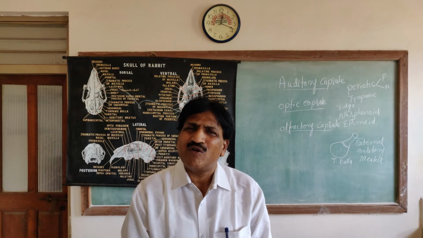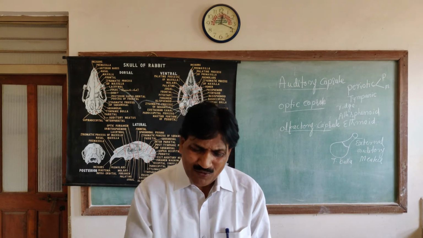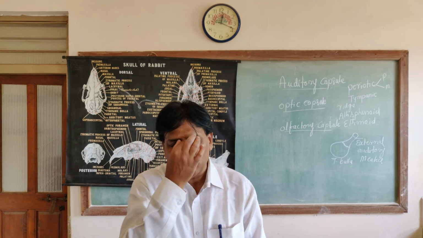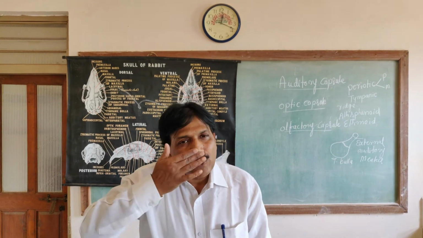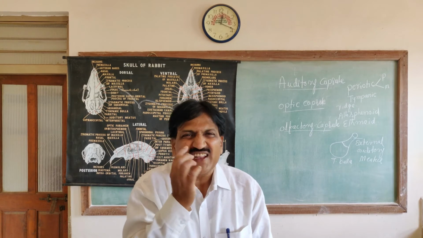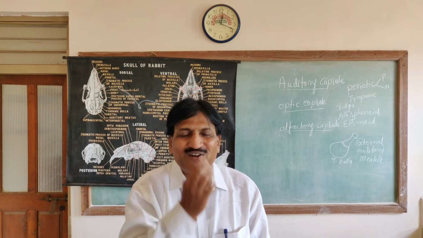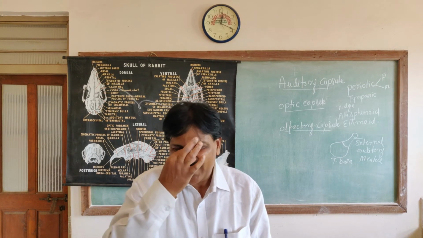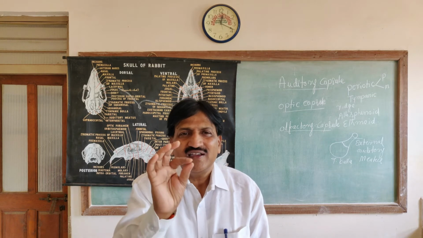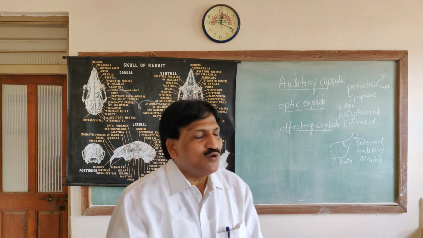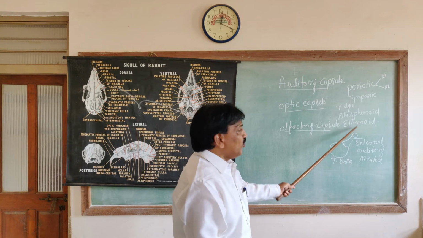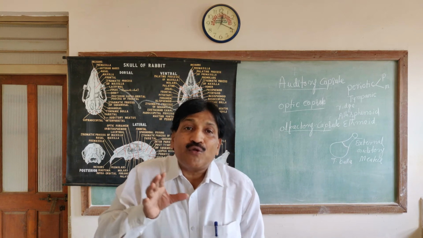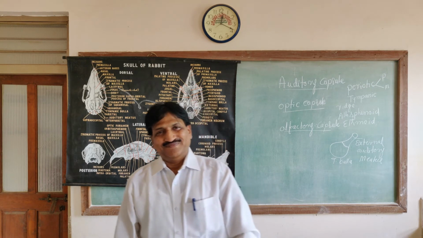What is the ethmoid bone? It is a bone that comes under the nasal region. This is the nose. The lower part is made up of cartilage. The upper part is very hard and made up of bone. That bone is called the ethmoid bone, and it also contributes to the formation of the optic capsule.